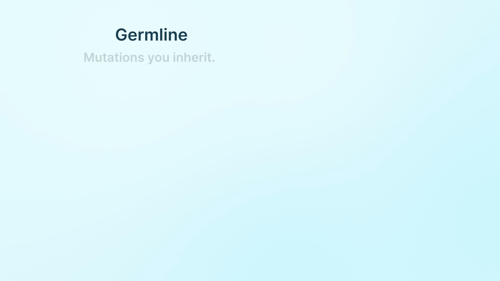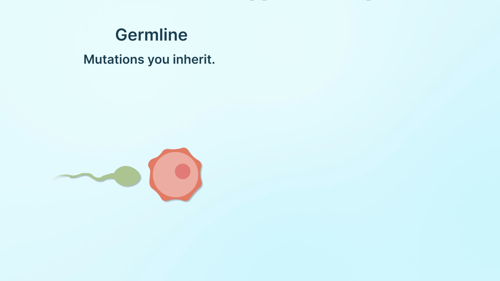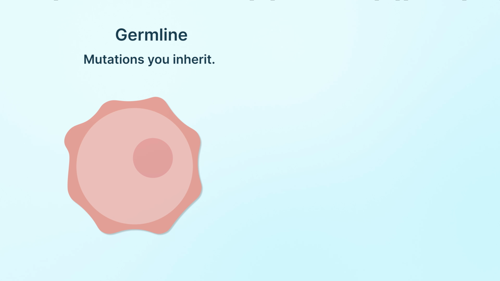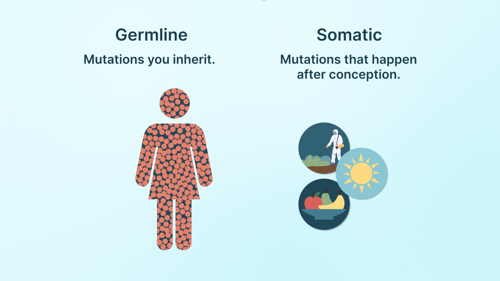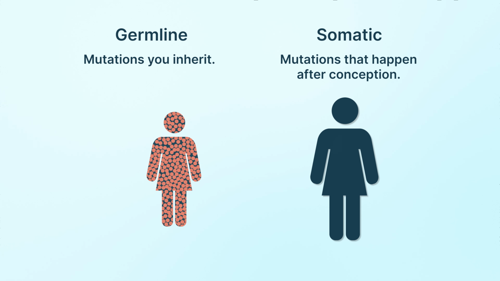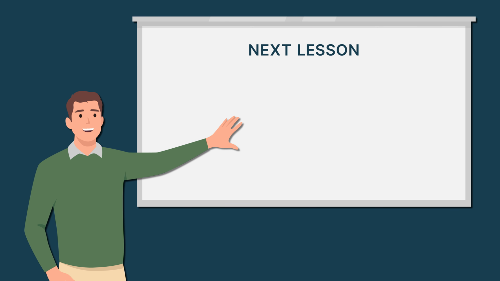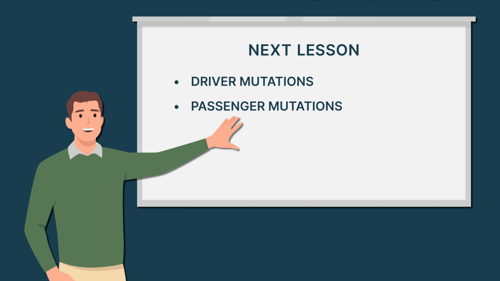In this lesson, we learned that germline mutations are changes to your DNA that you inherit from the egg and sperm cells during conception and can be passed down to offspring. Somatic mutations are changes to your DNA that happen after conception and are not heritable. Mutations can lead to genetic conditions that affect your health, such as cancer. In our next HealthTree lesson, we will learn another way to classify mutations.